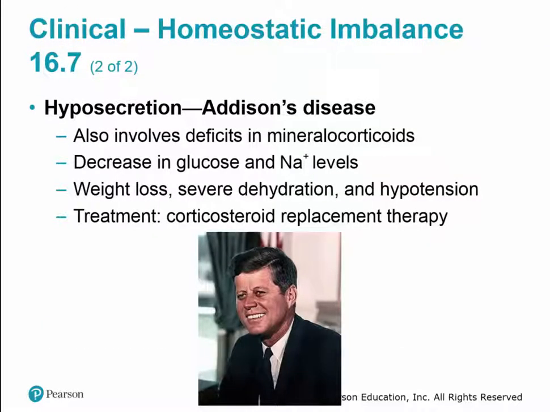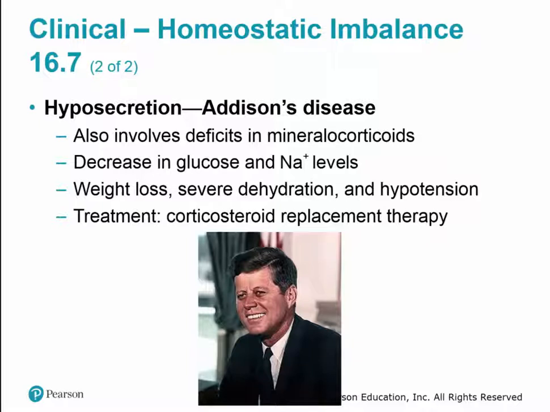If someone has a hyposecretion, this can cause Addison's disease. This would also involve deficits in the mineralocorticoids, so you'd have a decrease in blood sugar and blood sodium levels. Symptoms would include things like weight loss, dehydration, hypotension. But generally, it's easily treated with corticosteroid replacement therapy.